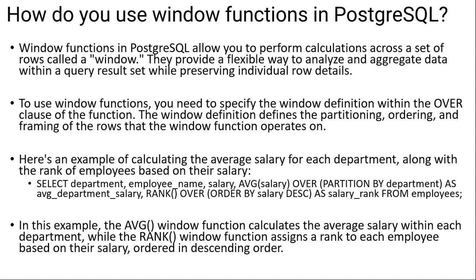So there are two window functions used here. One is rank, and the average function is a different one. Average is also a window function. So in this example, average is a window function calculating the average salary of each department, and the rank window function assigns the rank to each employee based on their salary in descending order.